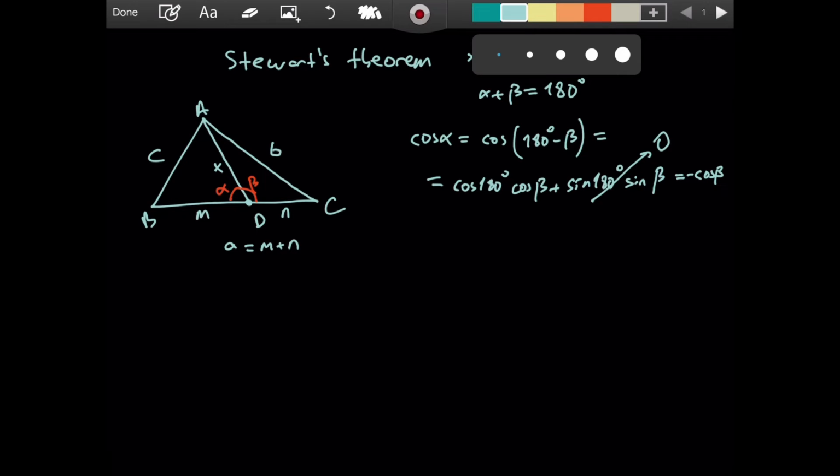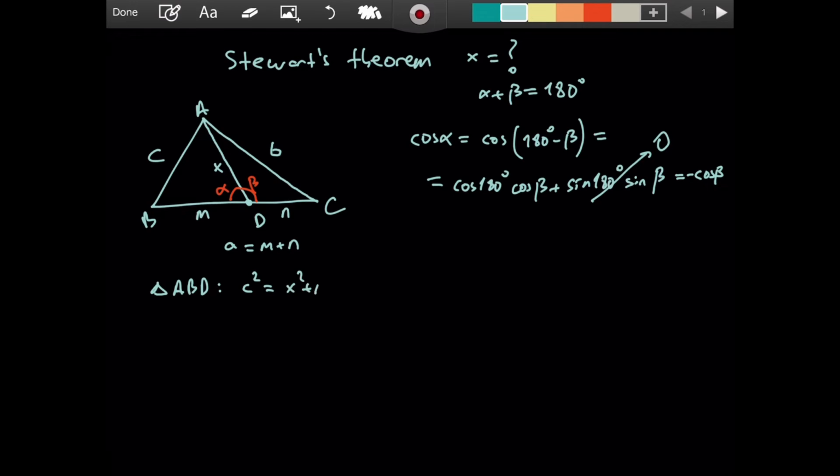Okay, so let's use the law of cosines. First for the triangle ABD, and then for the triangle ADC. So first for triangle ABD, if we use the law of cosines, we're going to see that c squared is equal to x squared plus m squared minus 2xm cosine of alpha. If we solve for cosine of alpha, it's going to be x squared plus m squared minus c squared over 2xm.